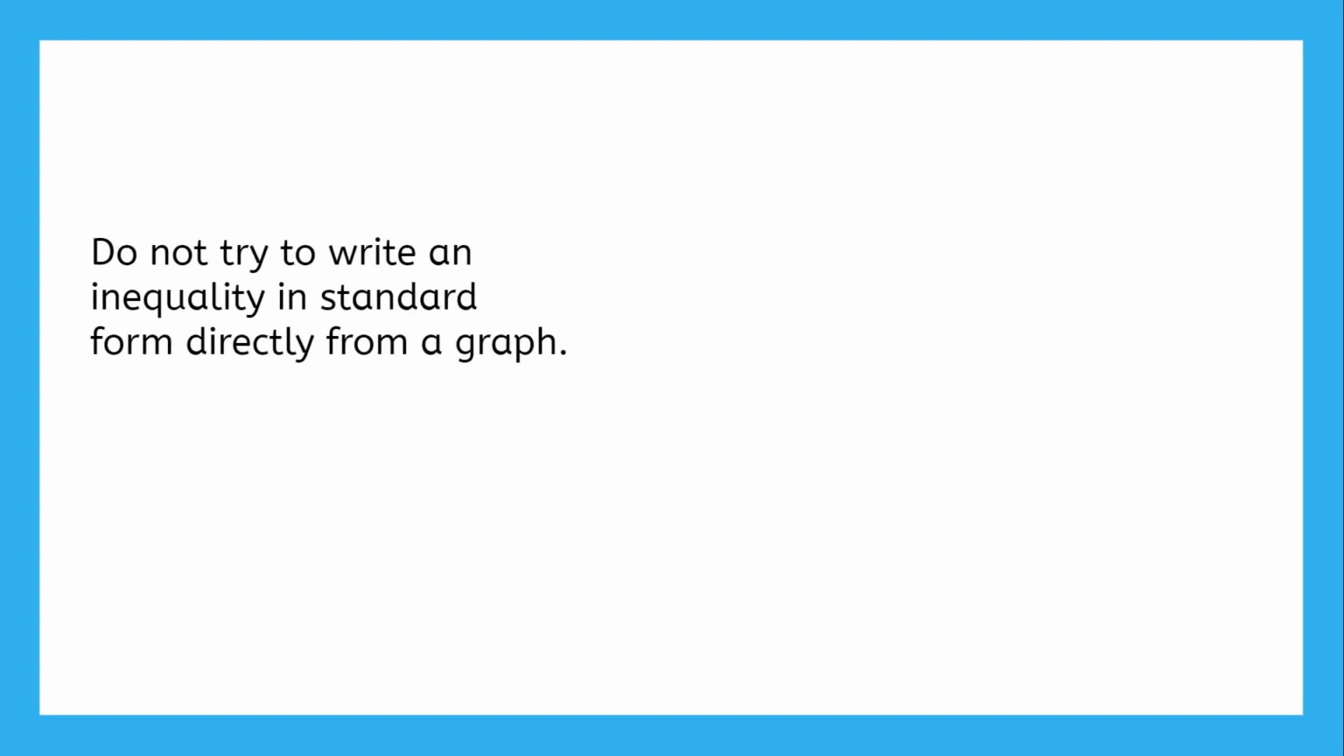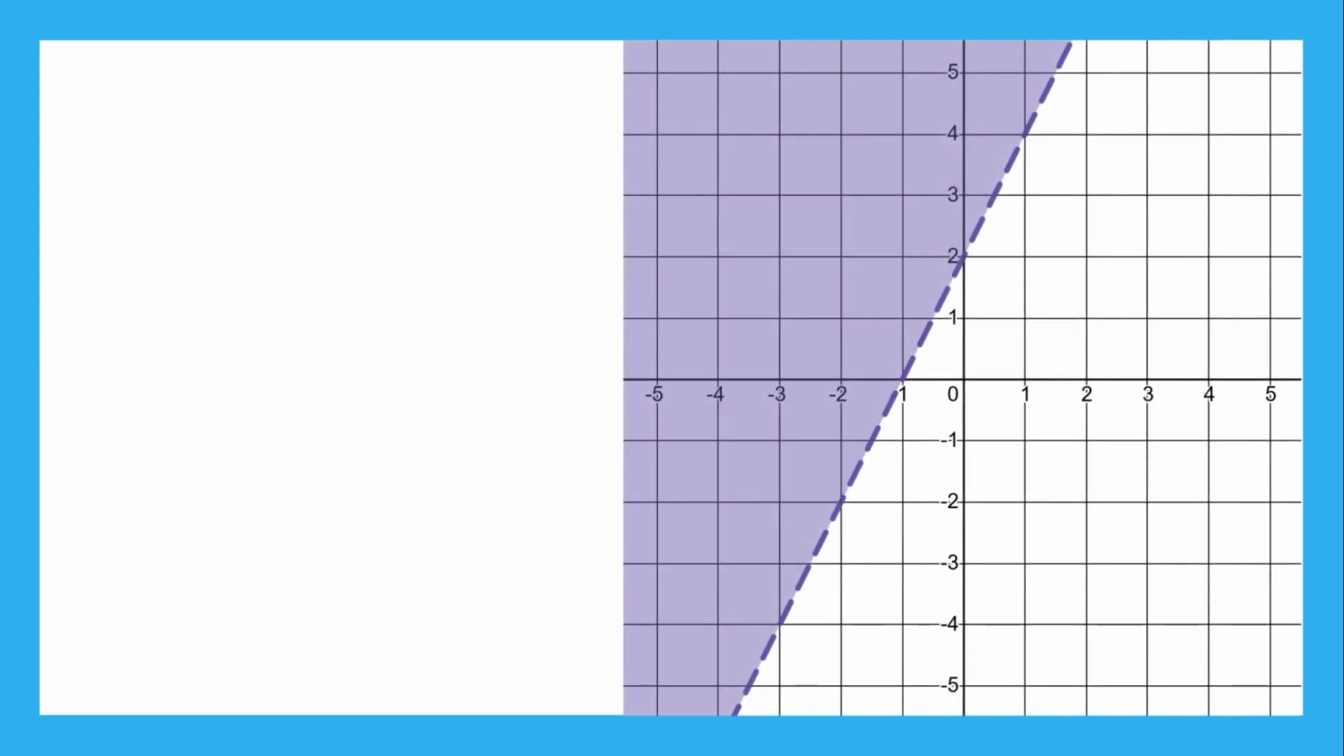I want to warn you about one thing. Do not try to write an inequality in standard form straight from a graph. Here's why. Writing standard form from a graphed line is difficult anyway, but let's say you manage to get 2x minus y is equal to -2 for this graph. And now it's time to figure out the inequality symbol. It will obviously be a strict inequality because of the dashed line, but which direction should it go? You might be tempted to use greater than since it's shaded above the line, but you'd be wrong.